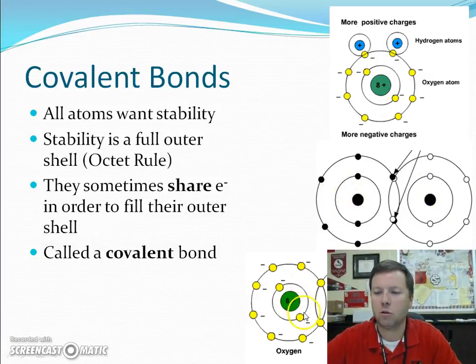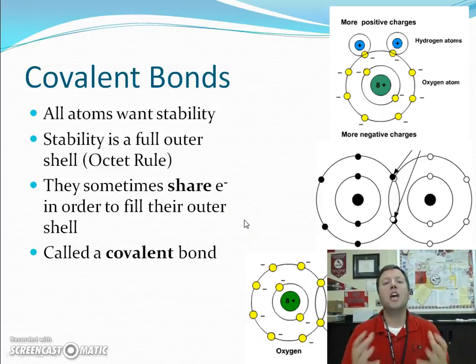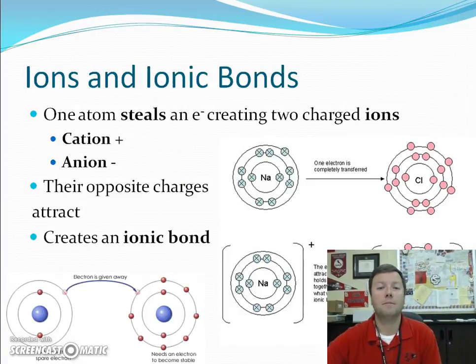Same thing here. The first row holds 2. The outermost ones are what react. Again, it's those covalent. Again, notice how the center of each one is charged. That's the protons. The electrons all have negative charges. So when things share electrons, we call that covalent.